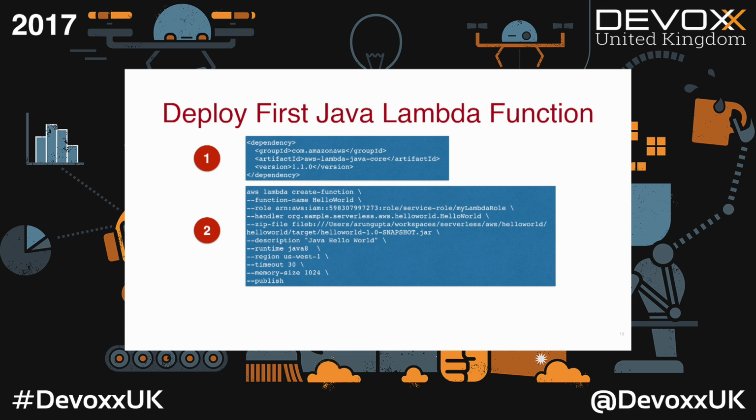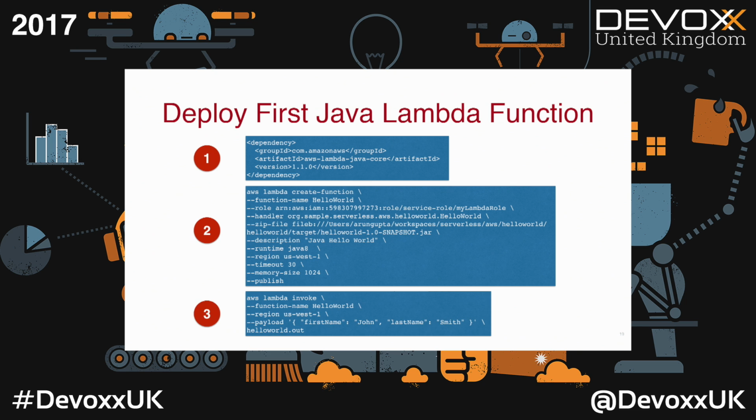Then you specify the region, then timeout, memory size, and publish. So if you give this command, essentially, this will take your existing jar file and run it up there. This is actually published as an example on my GitHub repo, Arun-Gupta/serverless. So feel free to take a look at it.